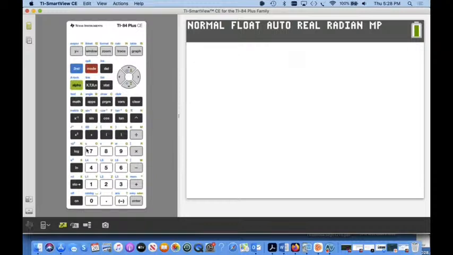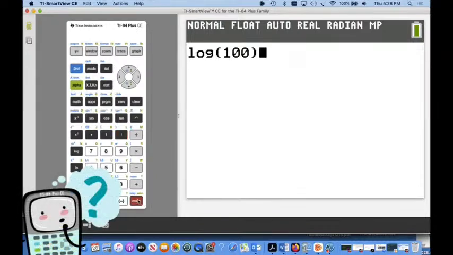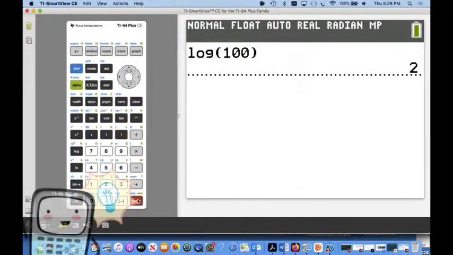So let me bring up the common log, and let me put in a nice power of 10, since this is base 10. So I'm going to put in 100, and we want to think, okay, log base 10, what would be the power you would raise 10 to get 100? So if we think through that, we should get 2, because 10 squared is 100.